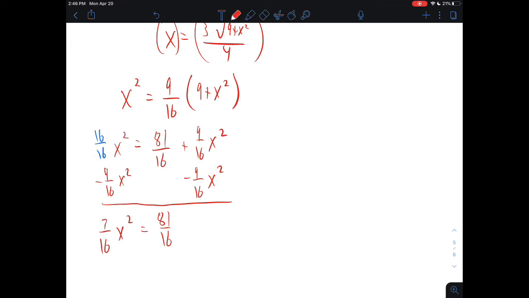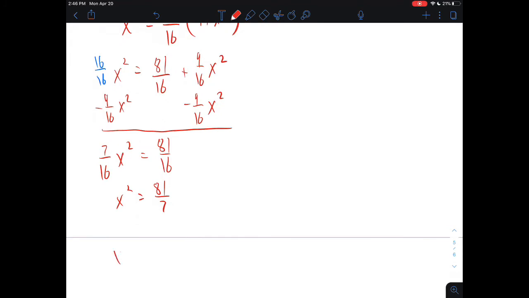Multiplying both sides by the reciprocal of 7 over 16 gives me x squared equal to 81 over 7. And then finally, take the square root. X is equal to plus or minus the square root of 81 over 7. Now, when we think about those two solutions, if we were to say that they were both critical points, they would have to be in the domain of the original function.